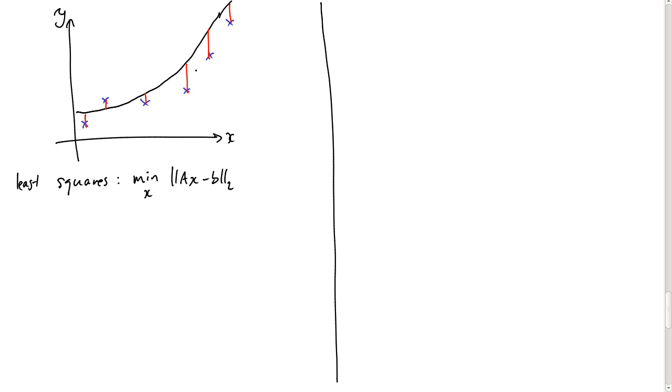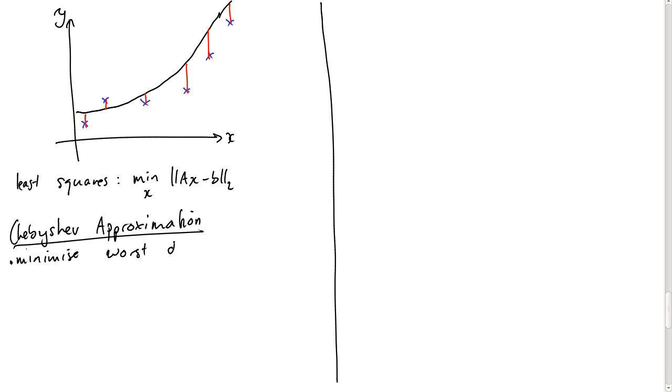Okay, well let's say we don't actually care about the least squares solution, which we already know how to do. This time we want to make sure that the worst deviation is minimized. So you want to make sure that the worst discrepancy, or the worst one of these red lines here, is as small as it can be. What this is called is Chebyshev approximation. Want to minimize the worst discrepancy.